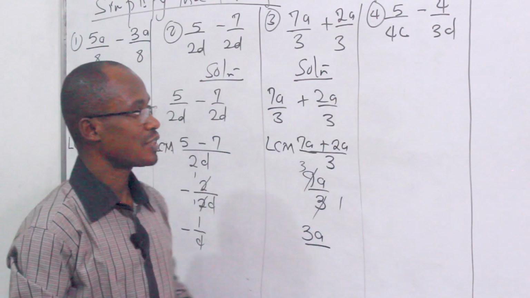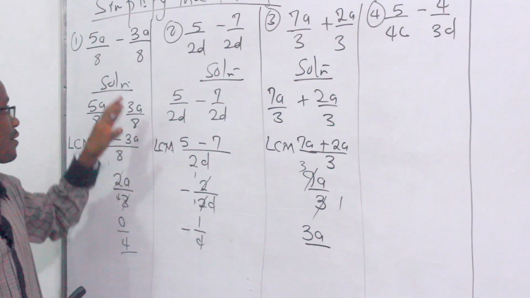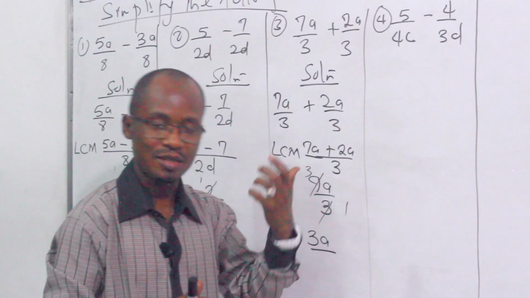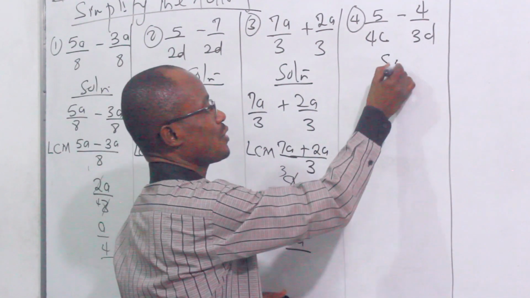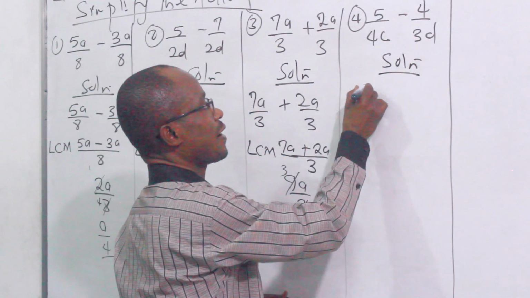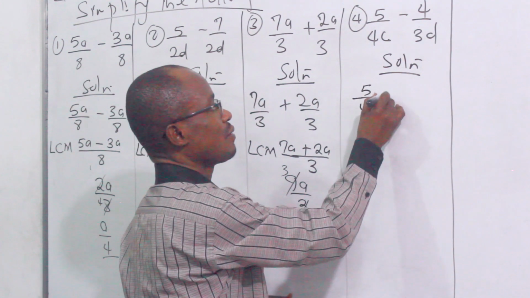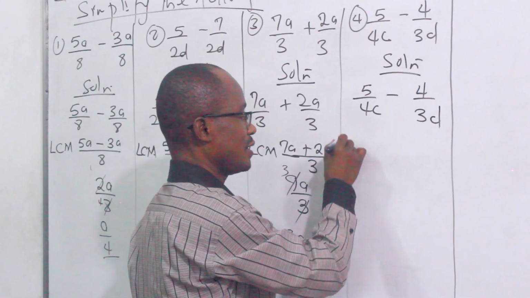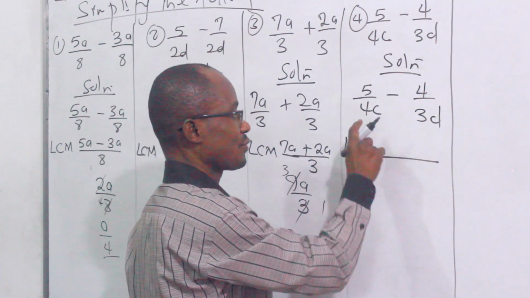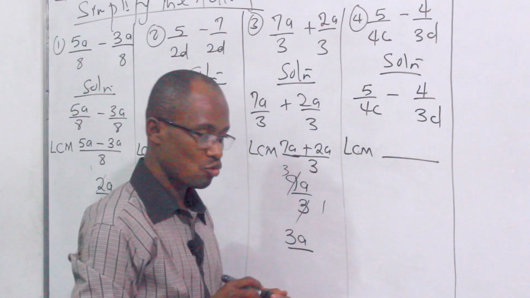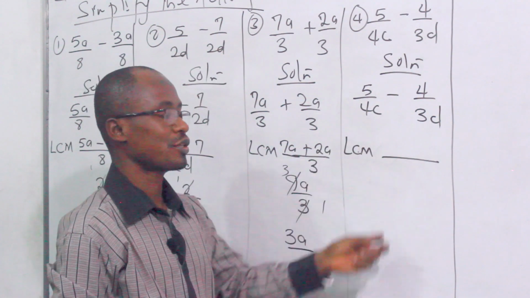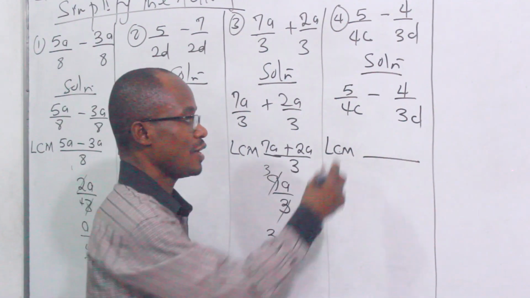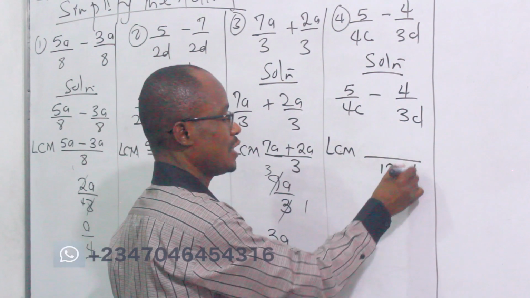Then, example 4 looks much different from examples 1, 2, and 3, but with much similarities. So, we also simplify 5 over 4c minus 4 over 3d. The LCM of 4 and 3 is 12. That is the lowest common multiple, while the LCM of c and d remains c and d. So the LCM now will be equal to 12cd.